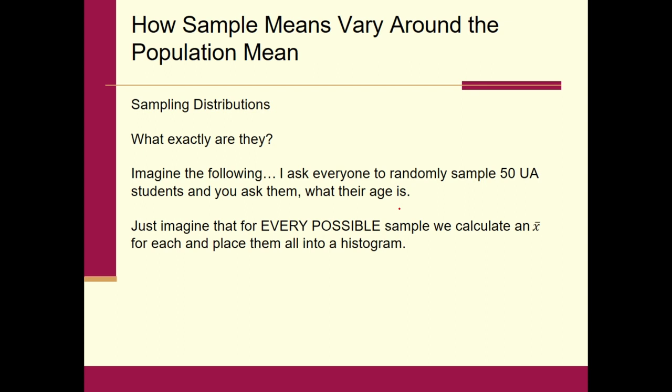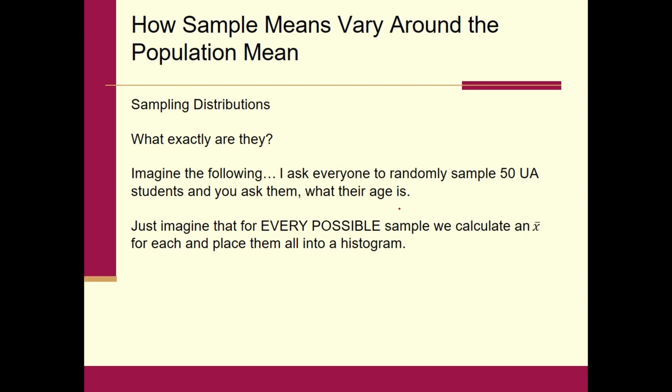This is a bit mind-blowing, but let's say that you had a population of just 100 individuals, and you take a sample size of 10. The number of unique samples that you could get out of just 100 people in a population and a sample size of 10, believe it or not, is 17.3 trillion different possible unique samples. You're going, okay, come on, how could that be?